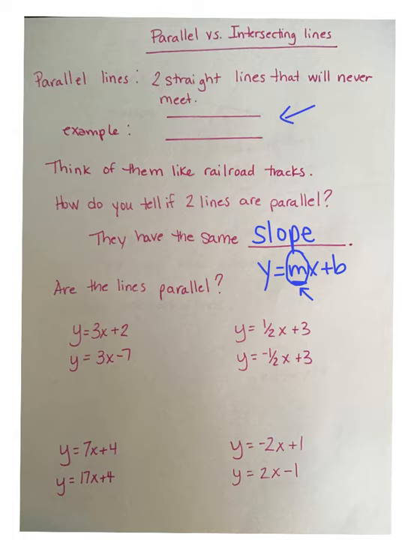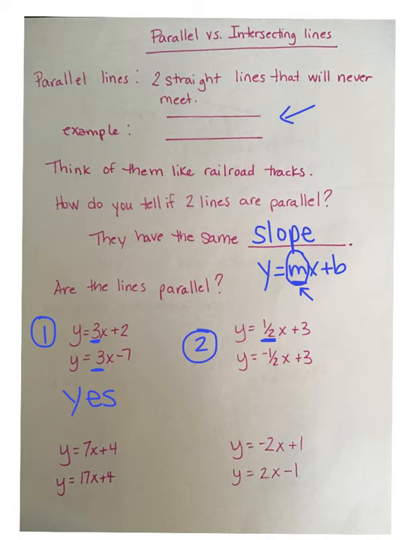So let's look at this first example 1 here. You're looking at the number before the x. They're both a positive 3, so the slope on both of those lines are positive 3. So will they be parallel lines? Yes, they will be.